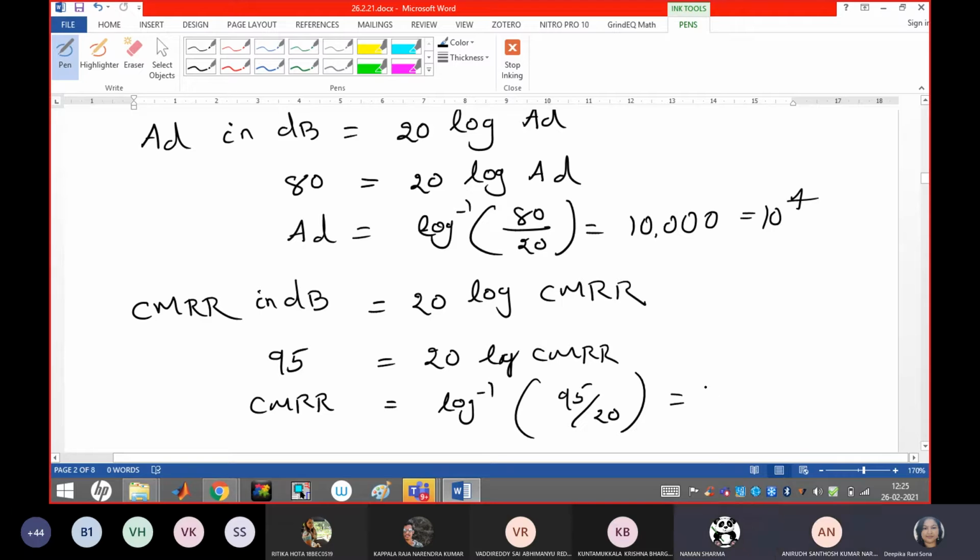Ma'am, it's 56,200, which is 5.6234 into 10 power 4. Okay, this is 10 to the 4. Let's represent this in this form, it may help us to cancel the term. 5.6234 into 10 to the 4.